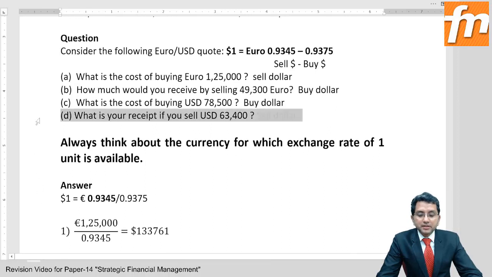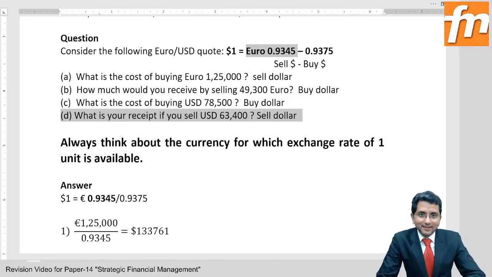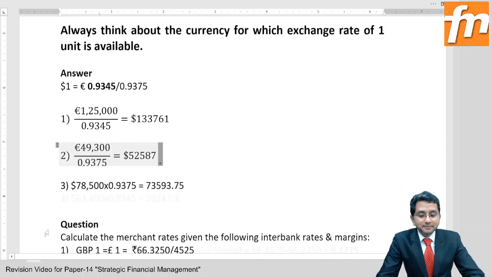And now look at this. What is your receipt if you sell US dollar? Sell dollars, okay, I'll sell dollar. But I'll be able to sell dollars at the lower rate of 0.9345. Now multiply or divide? See, $63,400 are there. And the rate is also for $1. So I need to multiply by the rate. 59,247.3 euros.